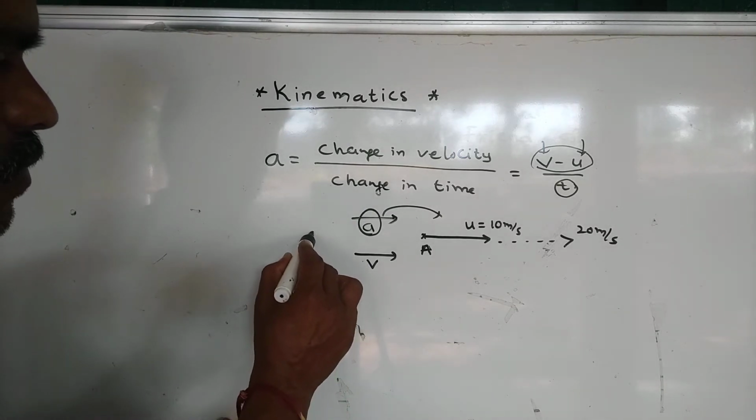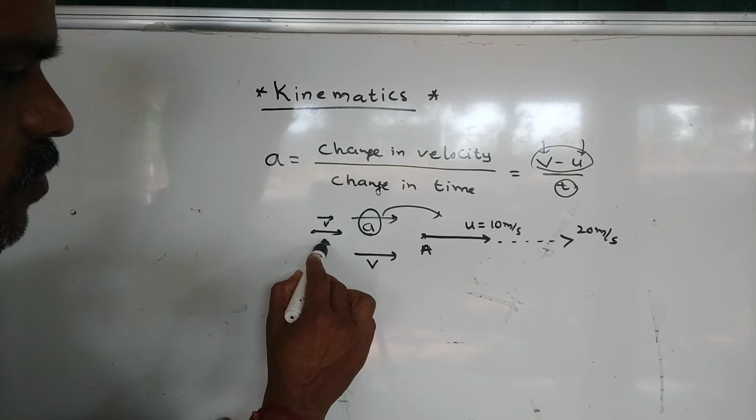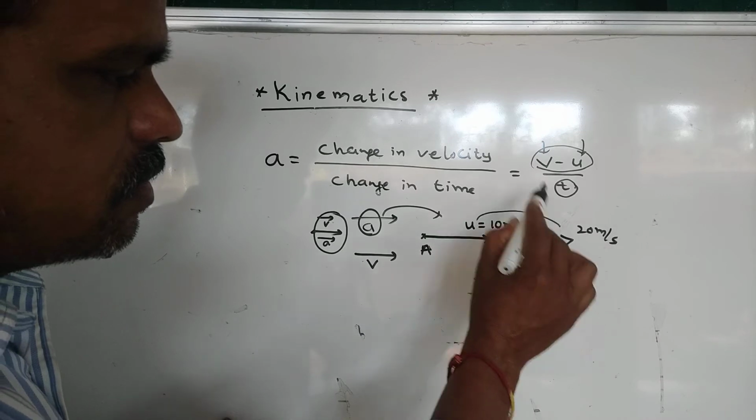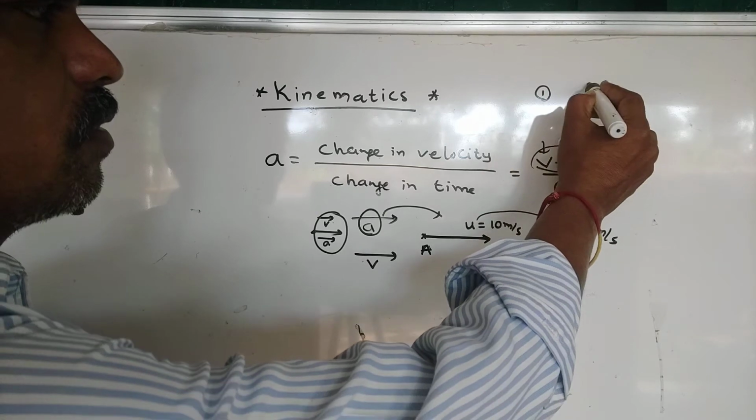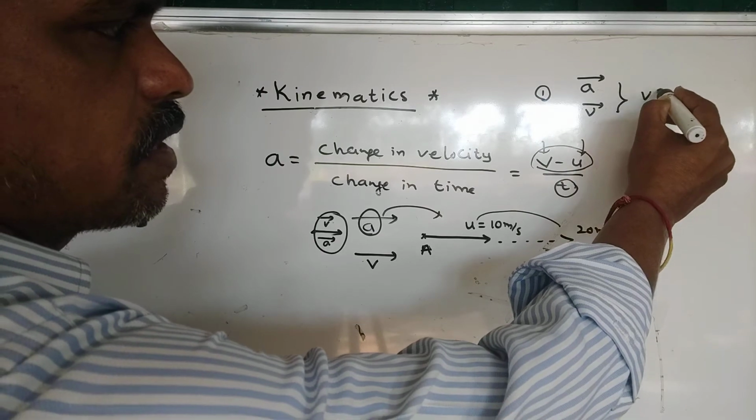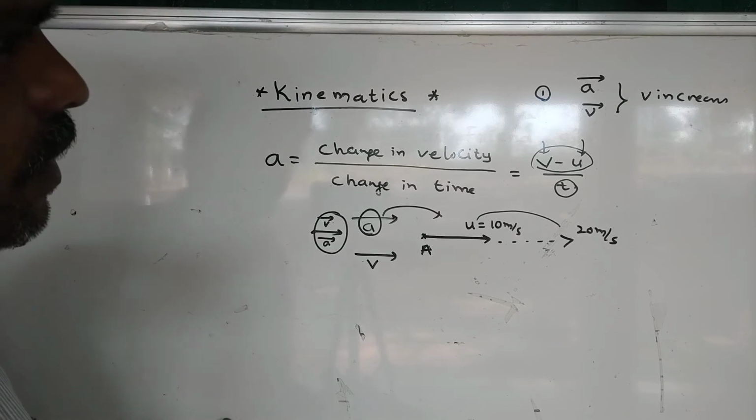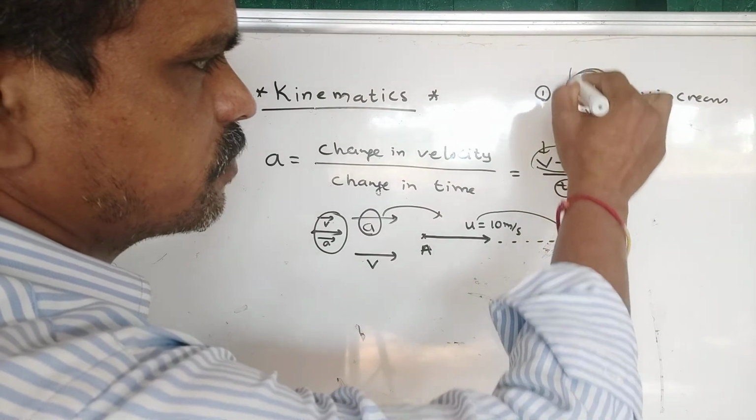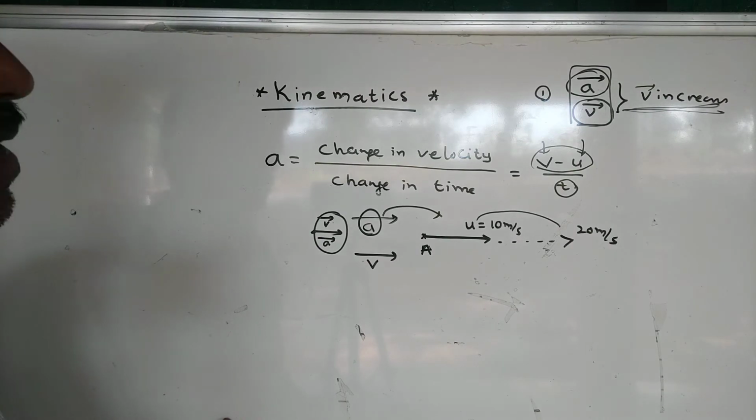So here we are discussing the velocity of the particle v and the acceleration of the particle a. If both are in the same direction, the velocity is increasing. This is the first case. Acceleration direction and velocity direction are both the same, so the velocity of the particle increases. I think you are understanding this well.